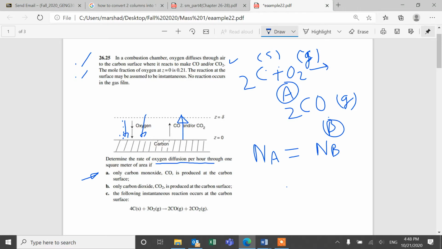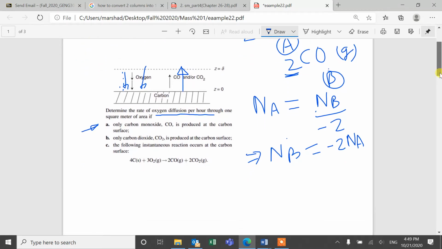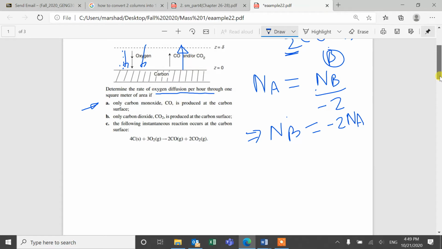Stoichiometry. Now we are trying to relate the flux of A, which is oxygen, with the flux of B, which is CO. NA and NB are in opposite directions since B is the product, and the stoichiometric coefficient is 2, so minus 2. If we relate NB in terms of A, it will be minus 2NA. And this is Cartesian coordinate.